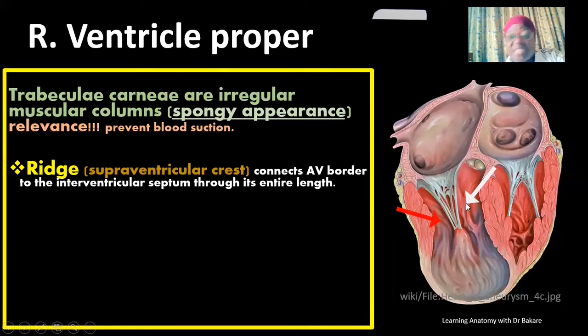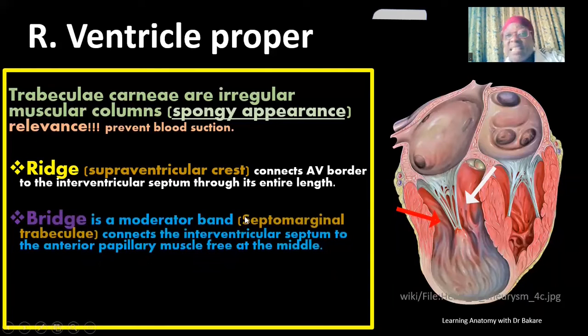Another form of transformation that is seen could be the bridge. A very good example is the septomarginal trabeculae.